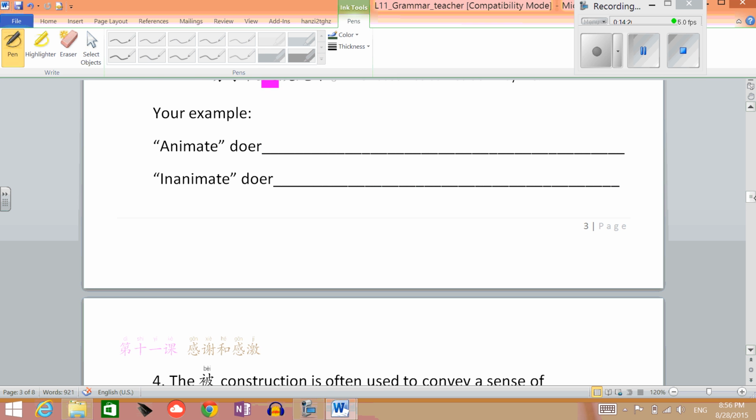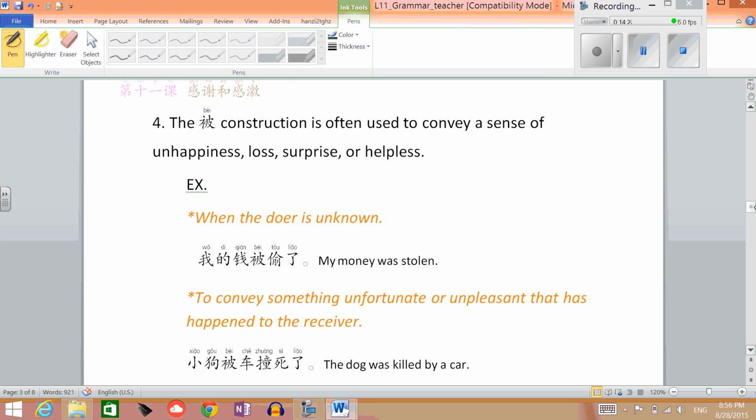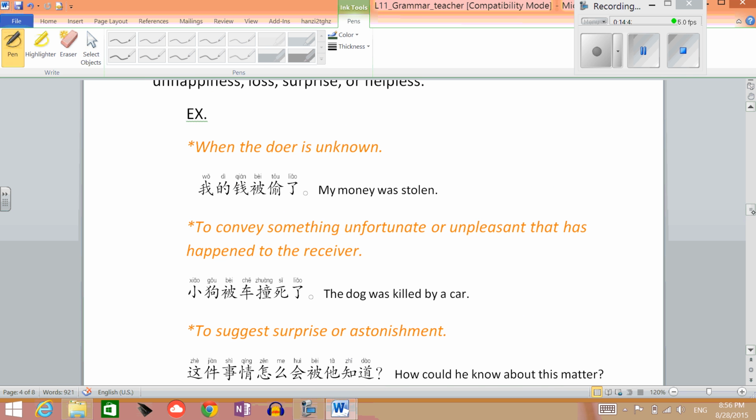Next page is characteristic number 4. The 被 construction is often used to convey a sense of unhappiness, loss, surprise, or helplessness. So the sentences here are all very sad. First one, when the doer is unknown. 我的钱被偷了. When it's unknown, you know there is no subject here. My money was stolen by whom I don't know. It's just not there anymore.